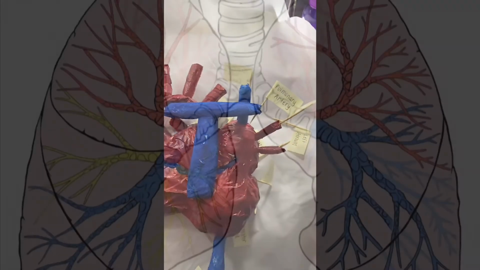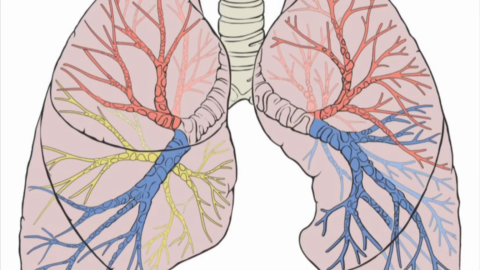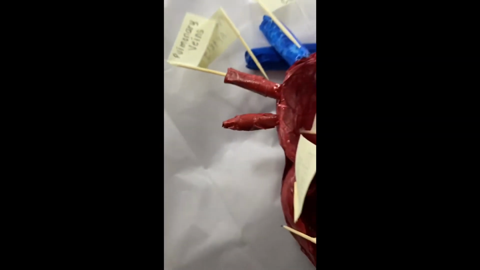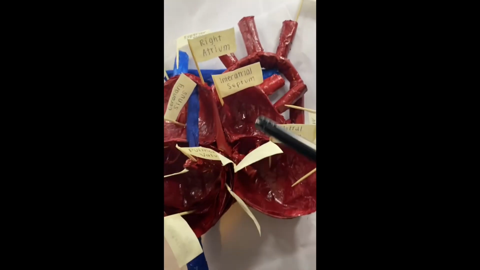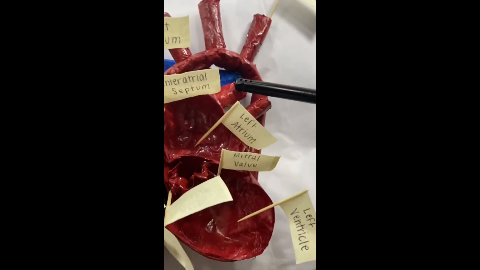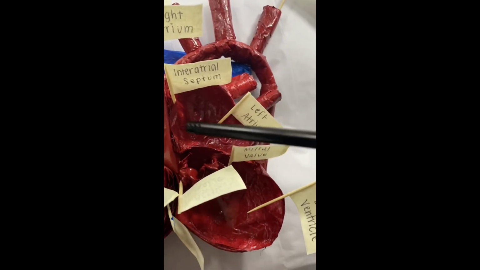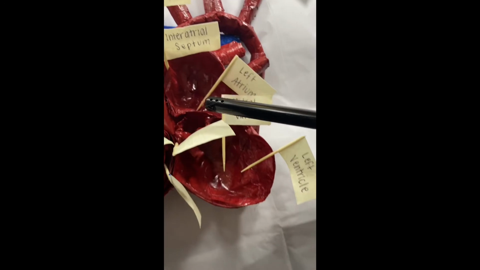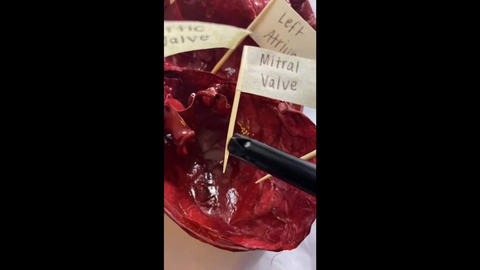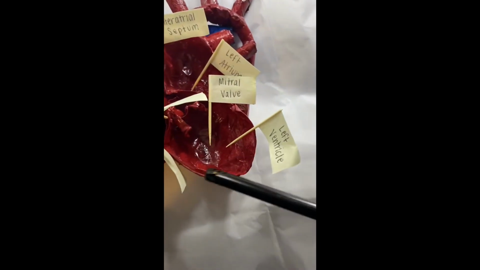The pulmonary arteries then send the deoxygenated blood to the lungs for oxygenation. The lungs then send the oxygenated blood back to the heart using pulmonary veins. From the pulmonary veins, it enters into the left atrium. The mitral valve takes the blood and pushes it into the left ventricle. The mitral valve is the only valve that has 2 cusps.